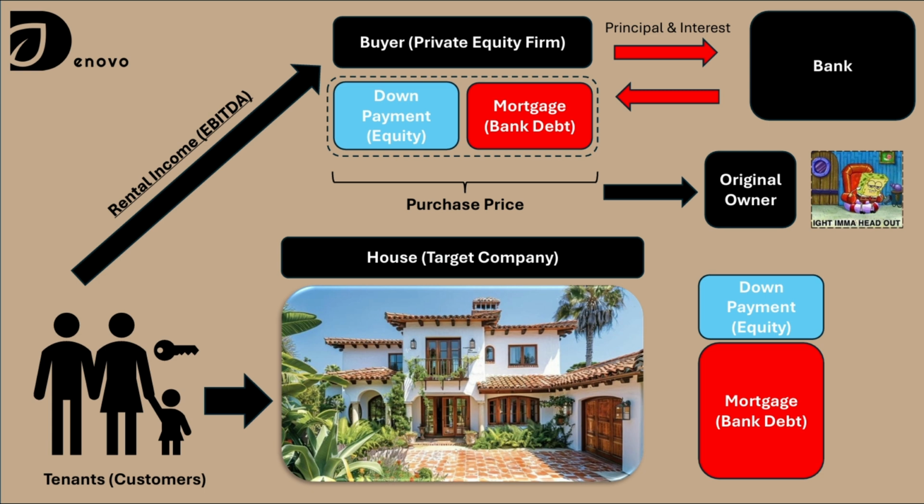Let's assume we fast forward a few years in the future, the housing market continues to improve, and you decide to sell the house at a higher price. And that is how essentially an LBO works and how private equity firms can make outsized returns. So now let's go over to this spreadsheet that we have created to really home in on the main points.